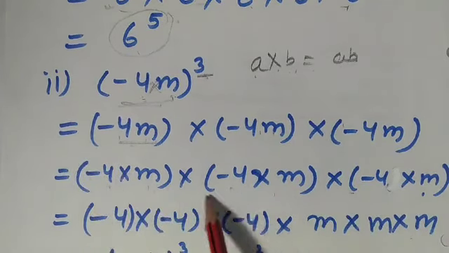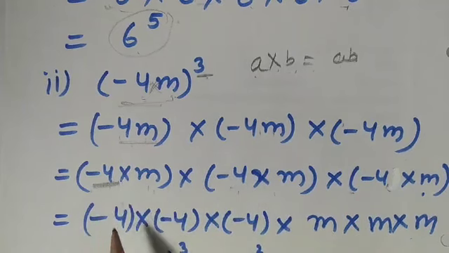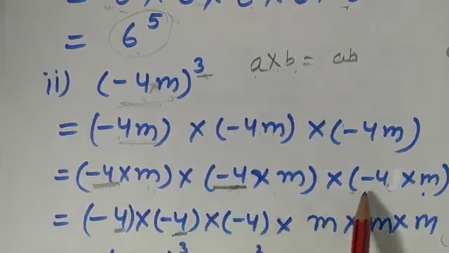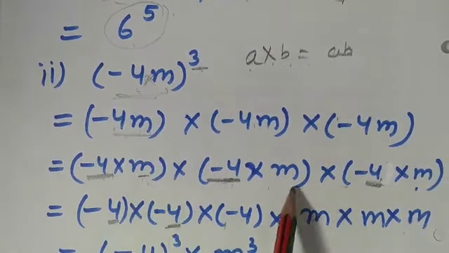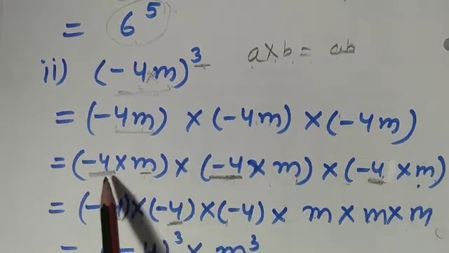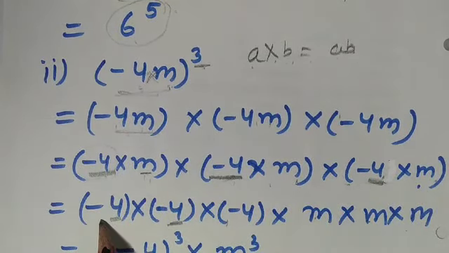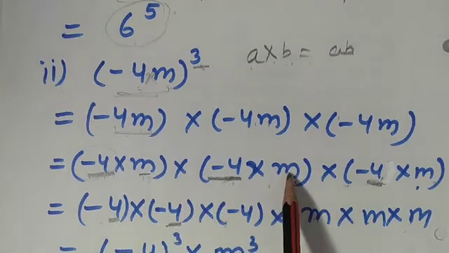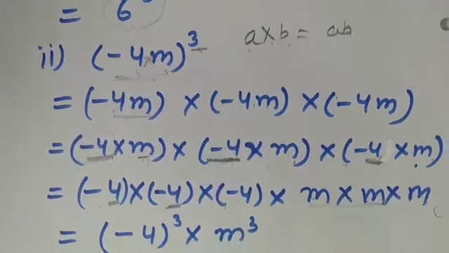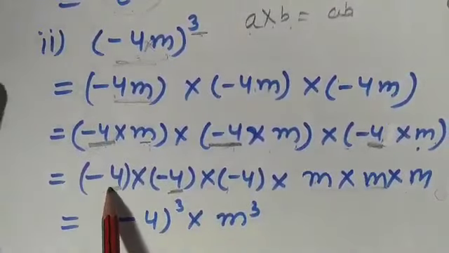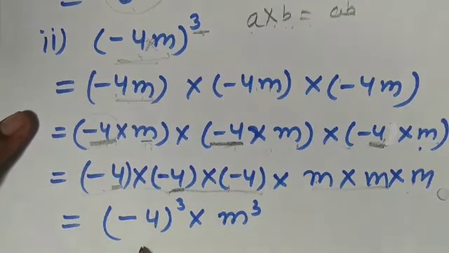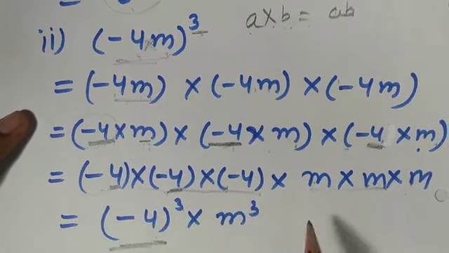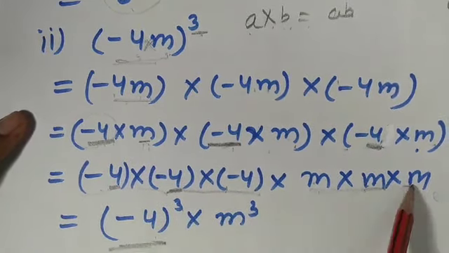I will collect all the constants. First I will collect all the constants. Minus 4, this is minus 4 and this is minus 4. Now the remaining m into m into m. These minus 4 I have collected and m I have collected at the end. Now I am observing that this minus 4 is multiplied 3 times, so this can be written as minus 4 raised to the power 3, and m is also multiplied 3 times, so this can be written as m to the power 3.